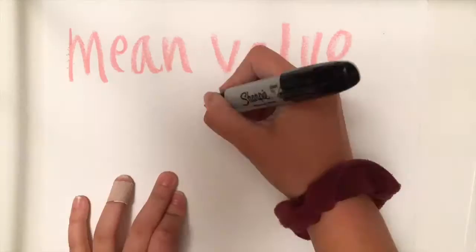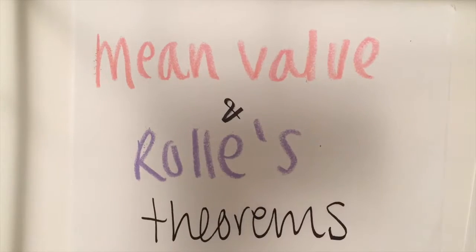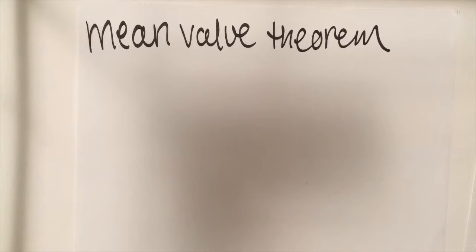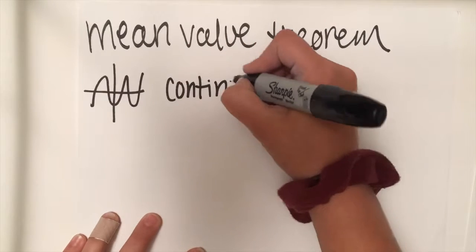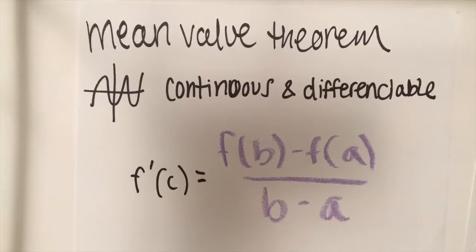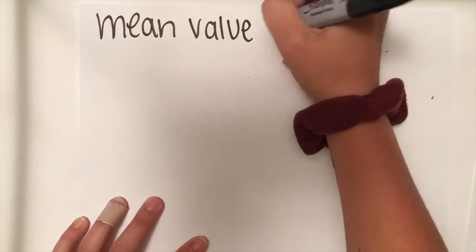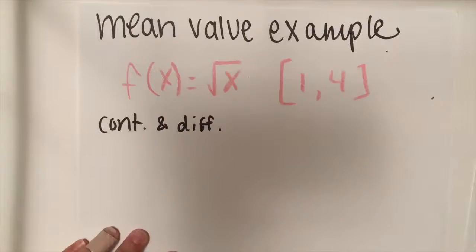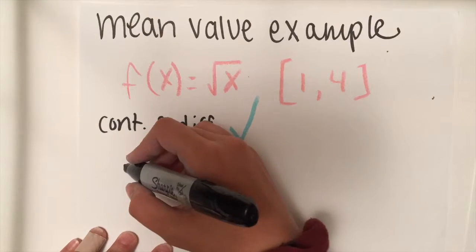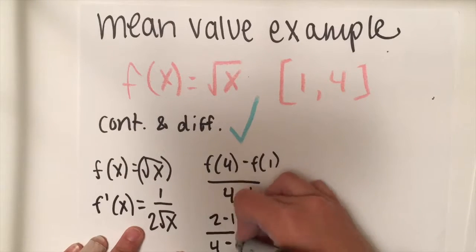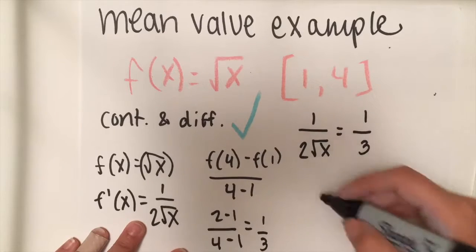Mean value and Rolle's theorem go along with application of derivatives. Mean value theorem says that if a function is continuous and differentiable on an interval, there exists a value c whose derivative equals the average rate of change on the interval. For example, if we have the function f of x equals square root of x on the interval 1 to 4, we know that the function is continuous and differentiable. Therefore, we can find the average rate of change, or c, by setting the derivative of the function equal to f of 4 minus f of 1 over 4 minus 1. When we solve for x, we are able to find c.